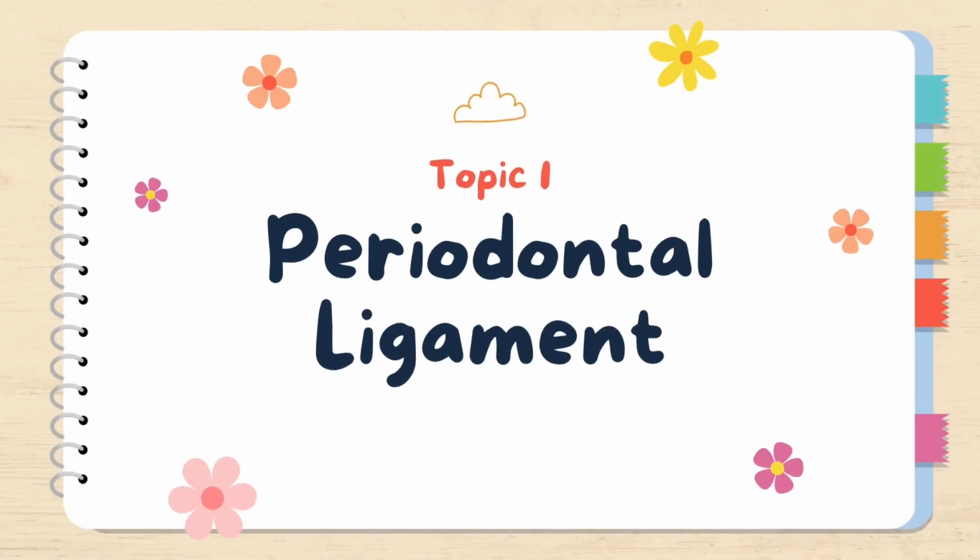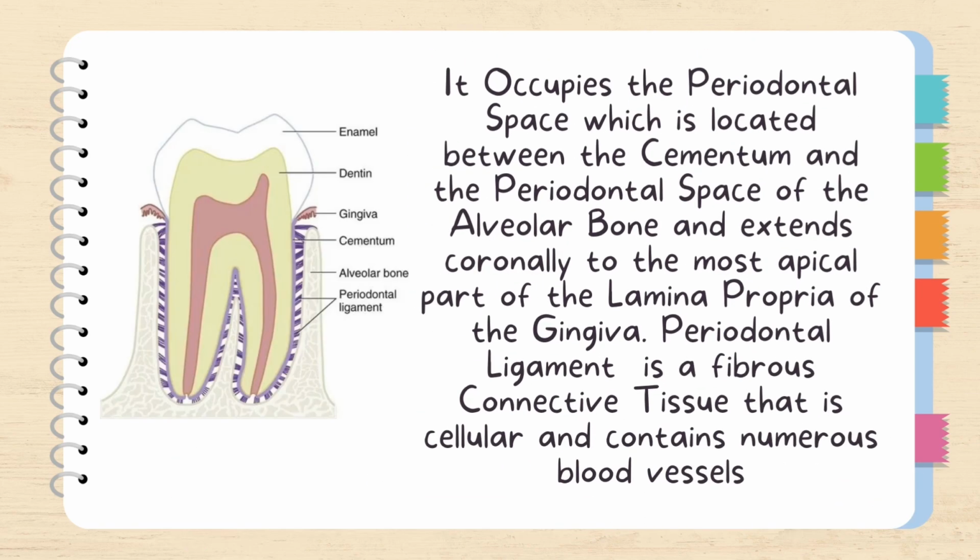Now, take a look at this. Do you see the purple stripes there? We call that the periodontal ligament. It occupies the periodontal space, which is located between the cementum and the periodontal space of the alveolar bone, and extends coronally to the most apical part of the lamina propria of the gingiva.